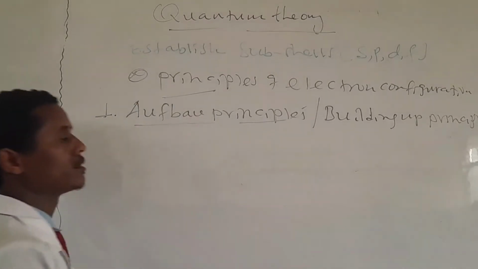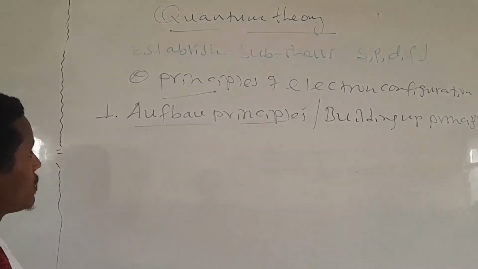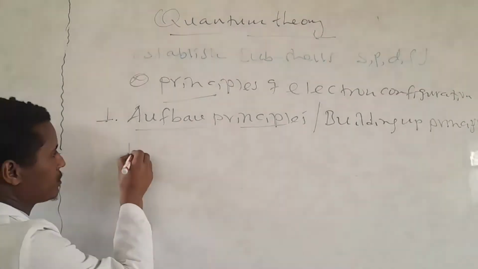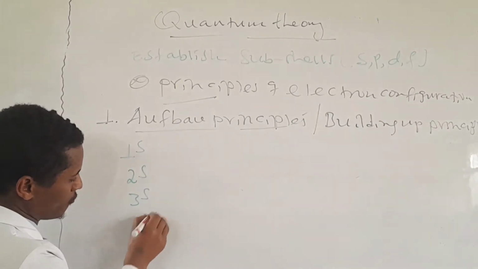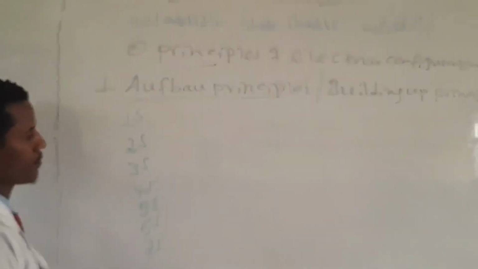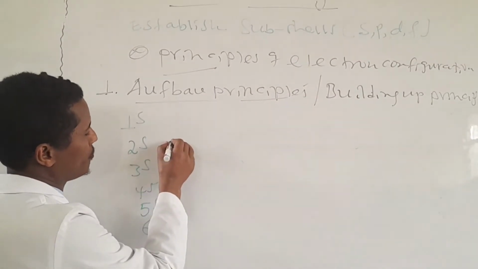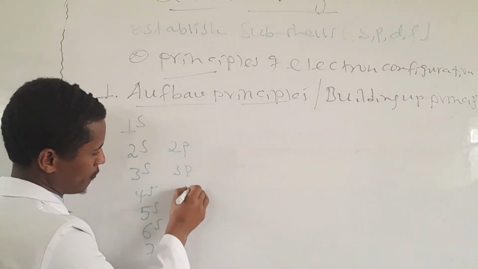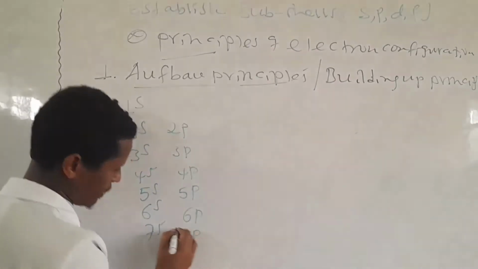Before building the first, then it goes to the second. This building up principle arranges the subshells like this. Step 1 is 1s, 2s, 3s, 4s, 5s, 6s, 7s. And the second shell also holds the other orbital, that is p. You can write as 2p, 3p, 4p, 5p, 6p, 7p.